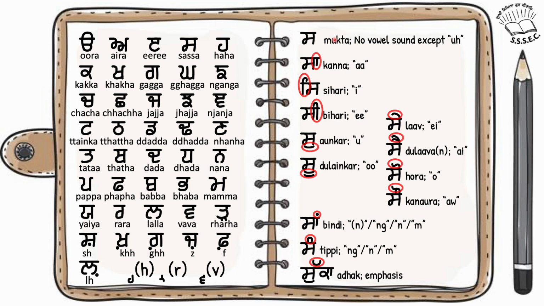Mukta has no symbol. Kanna, sihari, bihari, onkar, dulankar, lav, dulava, hora, kanora, then bindi, dippi, and addak.